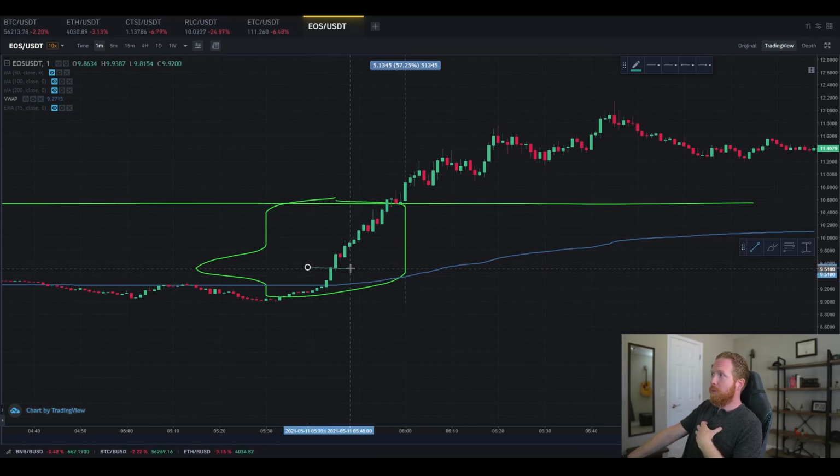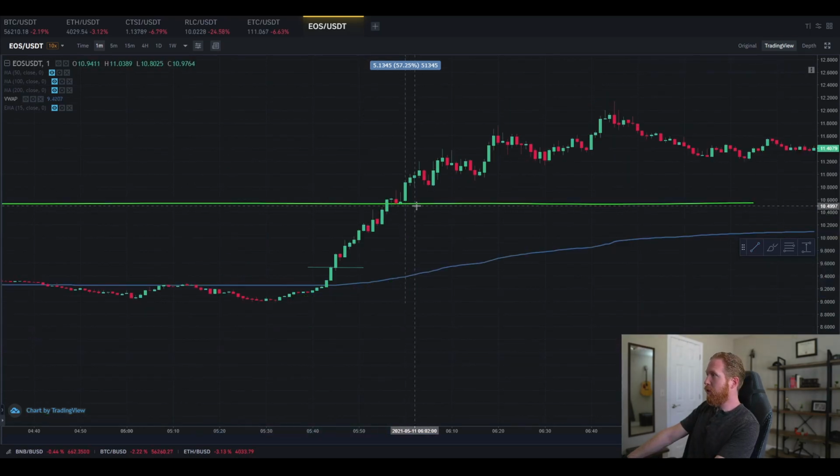So if you find 3 solid green bars, close these other guys out, because normally right here would have been my entry point, right? That's where I'd normally take my entry on my 15-minute chart.